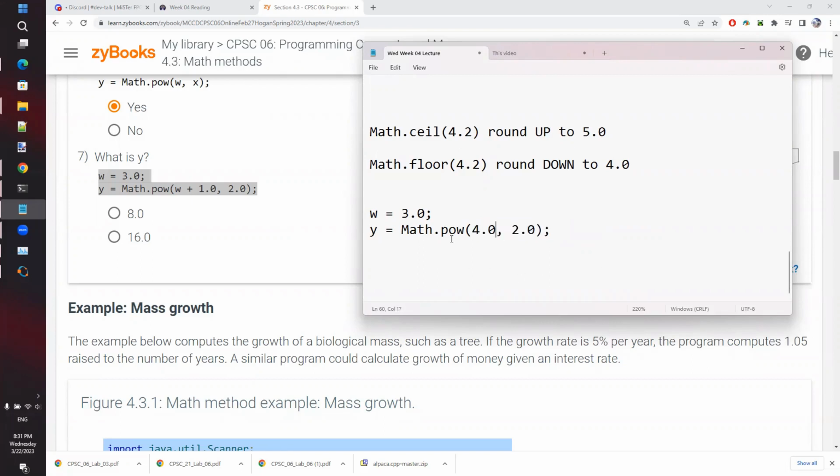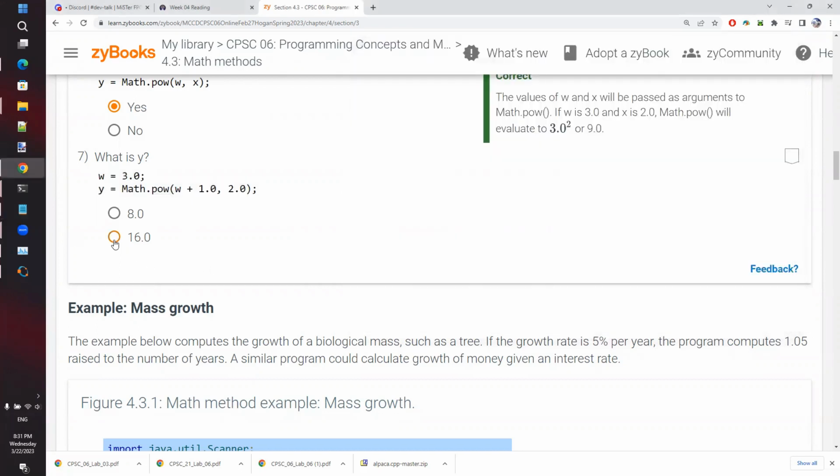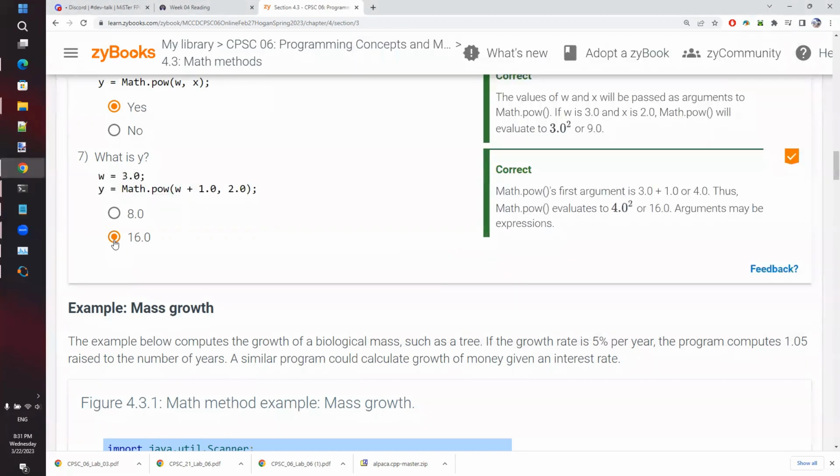And then finally, I've got Math.pow(4, 2). So that is 4 to the 2 power. And 4 squared is 16. So the answer is 16. Okay, so you just trace it through step by step.